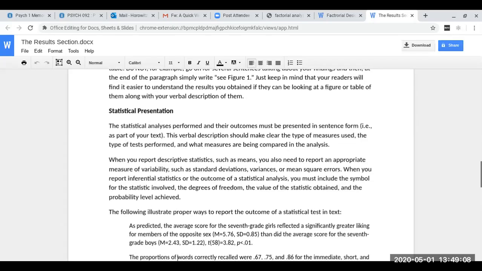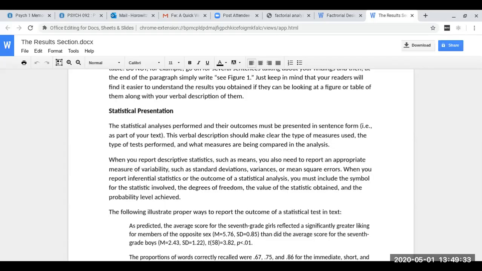Well, statistical analyses that have been performed and their outcomes must be presented in sentence form. So this is not like the method section where you were able to list bullet points. You're going to get marked off for that, so please don't. The verbal description should make clear the type of measures used, so what type of statistical tests were performed, and what measures are being compared in the analysis.